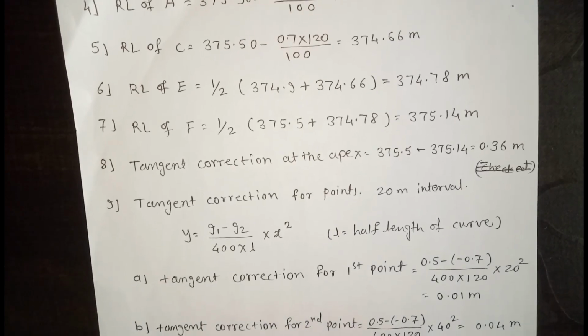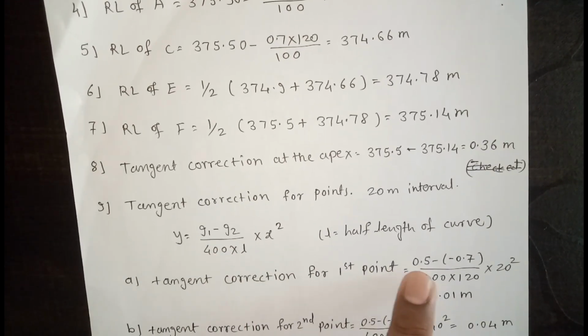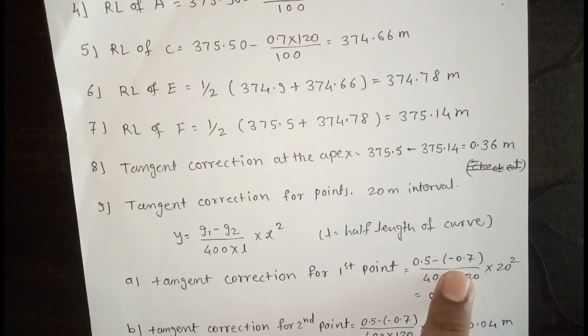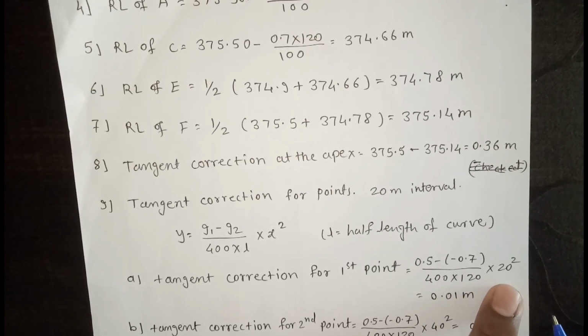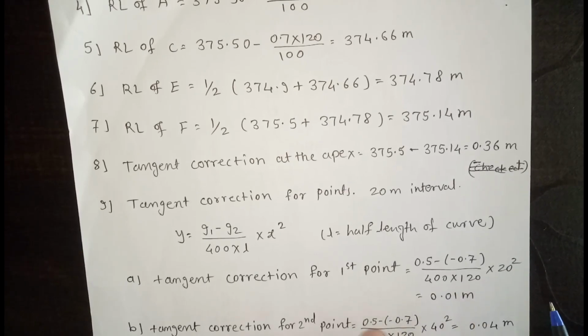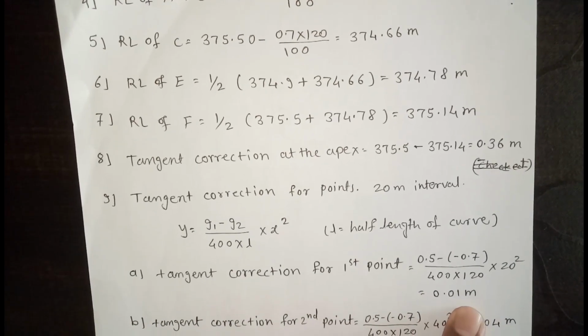So tangent correction for the first point is: first grade 0.5 minus second grade minus 0.7, divided by 400 into half length of curve 120, and peg interval 20 meter, so 20 square. Tangent correction for the first point is 0.01 meter.